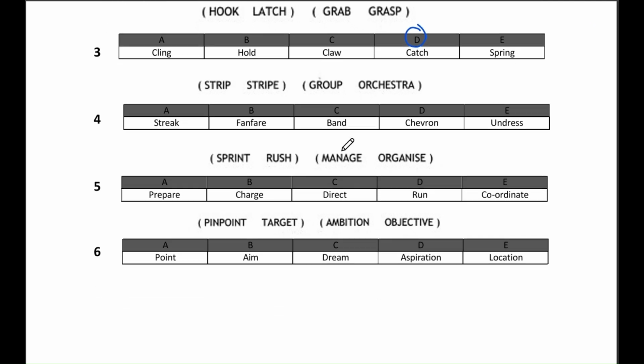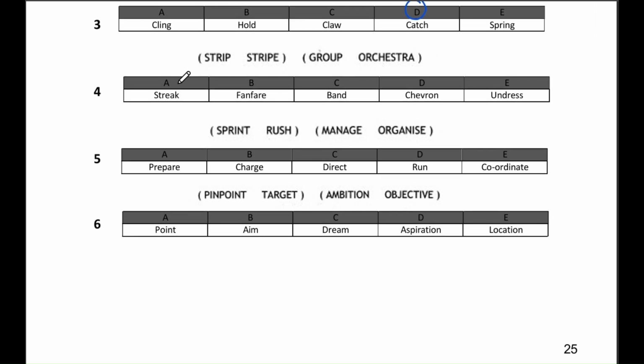Question number 4. Question 4 presents us with the pairs, strip, stripe, and group, orchestra. What word links them? The choices we have are A, streak, B, fanfare, C, band, D, chevron, or E, undress. The answer is C, band. A band can be a strip or stripe, like on clothing, and it's also a group of musicians, like an orchestra.